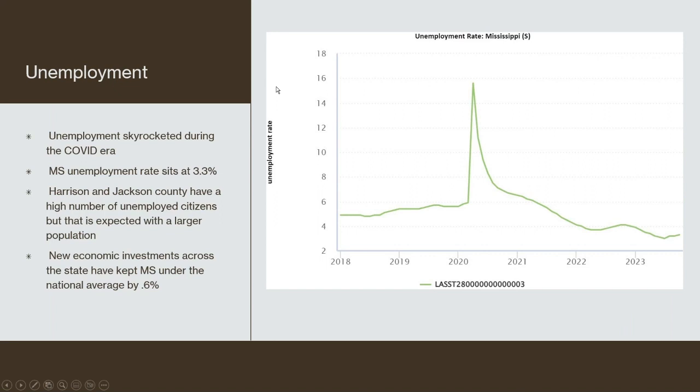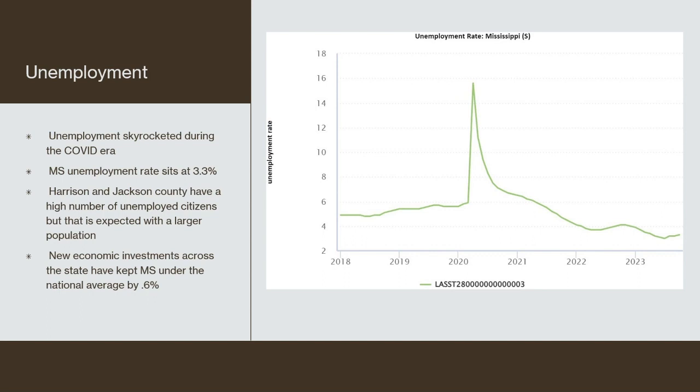So let's start with unemployment. This chart on the right is the unemployment rate for the state of Mississippi over the last 5 years. As you can tell, COVID is right in the middle of that area, right after the lockdown, about April of 2020, around that time.